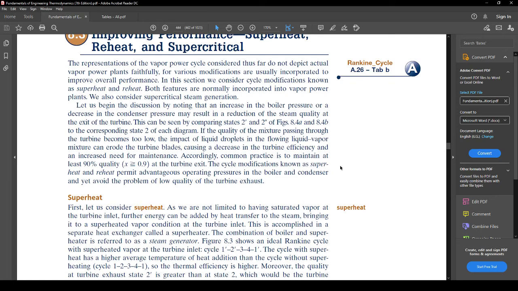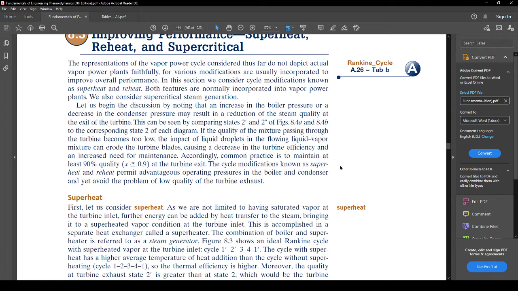So it says, the representations of the vapor power cycle considered thus far do not depict actual vapor power plants faithfully, for various modifications are usually incorporated to improve overall performance. In this section, we consider cycle modifications known as superheat and reheat. Both features are normally incorporated into vapor power plants. We also consider supercritical steam generation.